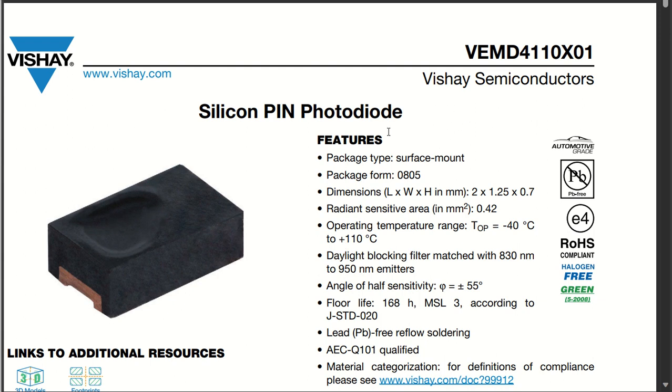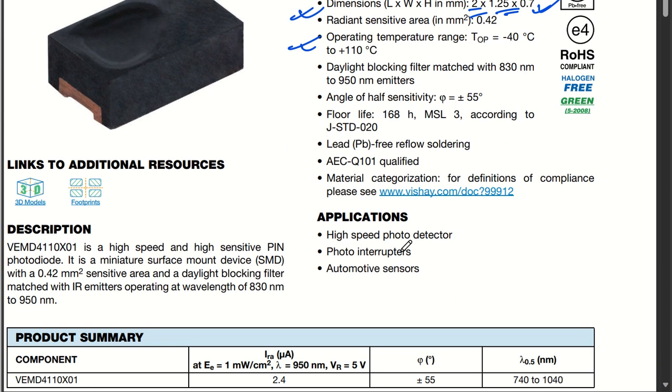So this particular pin photodiode is from Vishay Semiconductors, okay, and the features: it is surface mount and it is having package form of 0805. The dimensions you can see it is as small as 2 mm cross 1.25 mm cross 0.7 mm height. Then you can see the operating temperature range is -40 to 110 degrees centigrade, and as I told you the applications are like this. You can also see that this is AEC Q101 qualified, so it can be utilized in your automotive applications as well.